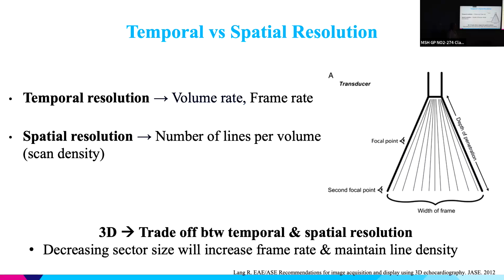And temporal and spatial resolution, I know that it's ultrasound physics, but it's important to know. Remember that your temporal resolution has to do with your frame rate and your volume rate. So when you're cropping for 3D, you want to make sure that your sector is as small as you need it to be, or as big as you need it to be, I should say. Your spatial resolution is the number of lines per volume, and that's where your depth can help, and again, making sure your focus is where you need it to be. Decreasing your sector size will increase your frame rate, but it's not going to change your spatial resolution much.